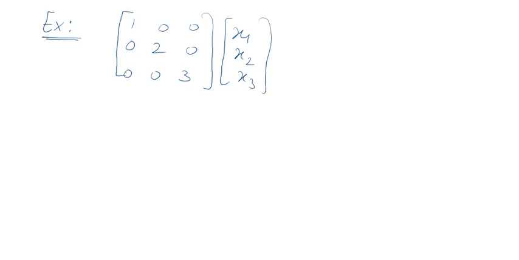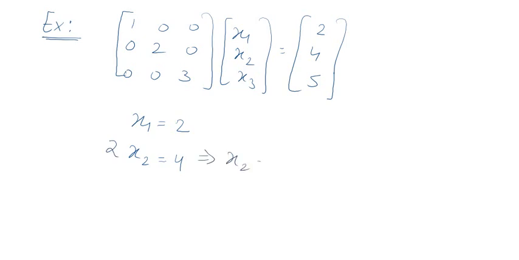Let's have the system with the matrix 1 0 0, 0 2 0, 0 0 3, times x1, x2, x3, equals 2, 4, 5. It's very easy. From the first equation you get x1 equals 2, from the second equation 2x2 equals 4, which implies x2 equals 2. The third equation gives 3x3 equals 5, which implies x3 equals 5/3. So it's a very simple case.